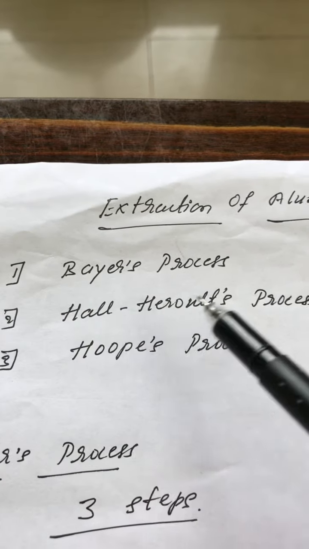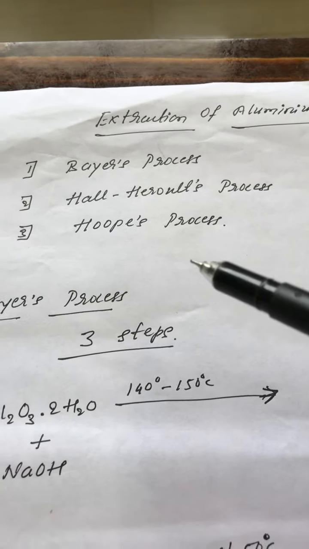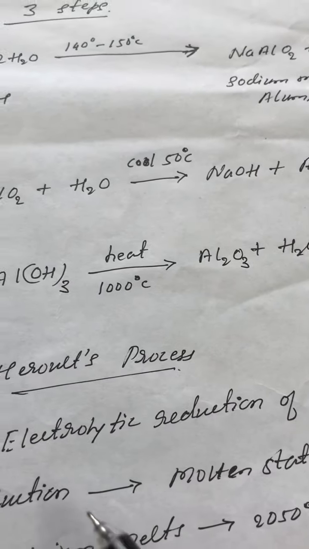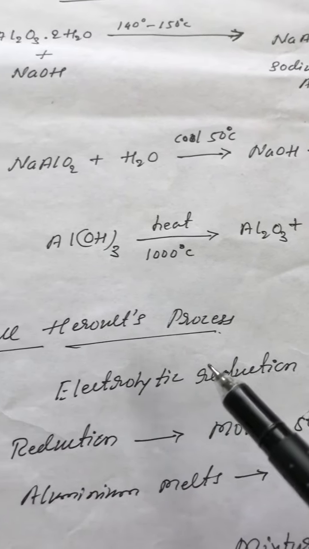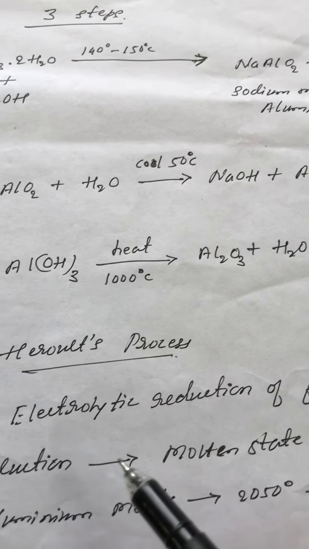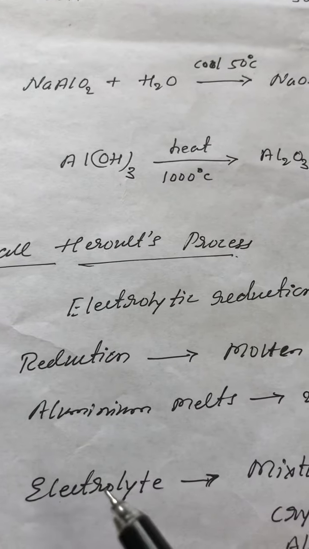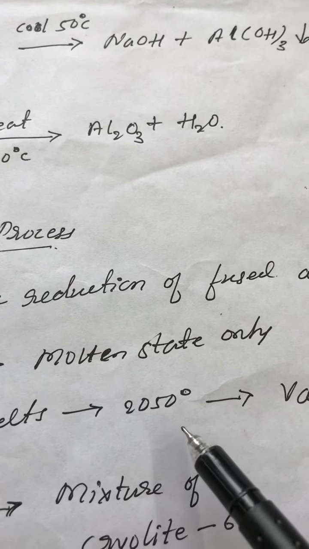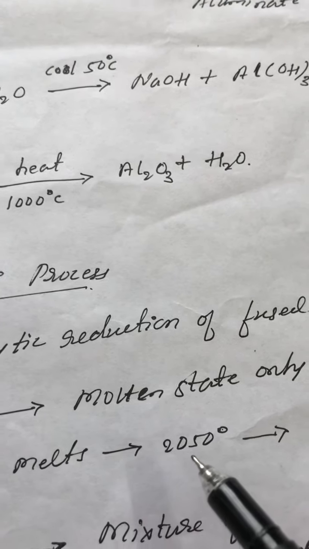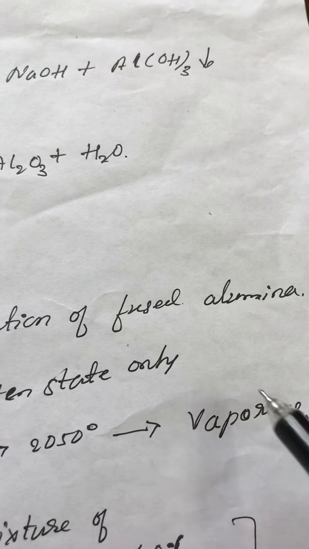The next process, as I said, is the Hall-Héroult process. But some difficulties are there. What are those difficulties? One by one, I'll explain. Aluminium has to go through electrolytic reduction, but reduction has to be done only in the molten state. Molten state means we have to melt aluminium. Aluminium melts at 2050 degrees Celsius. But one problem is there. When aluminium melts at this temperature, even aluminium vaporizes at this temperature.